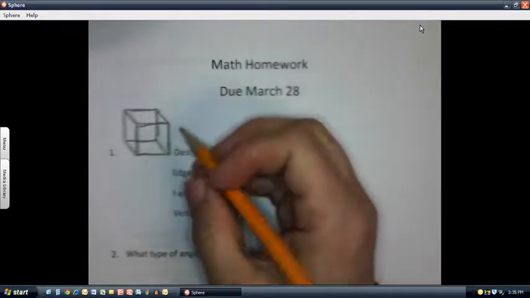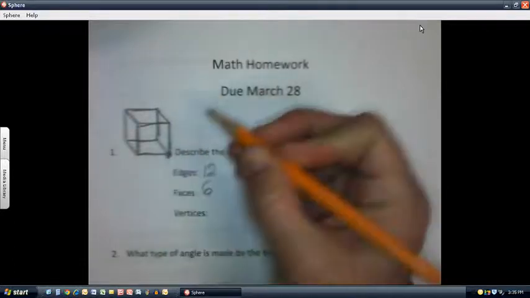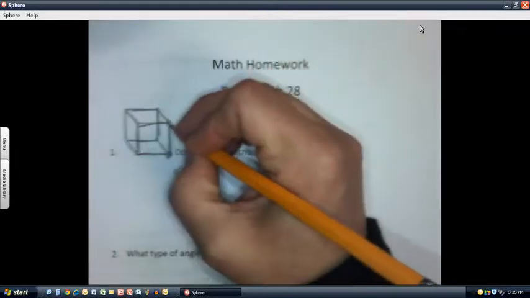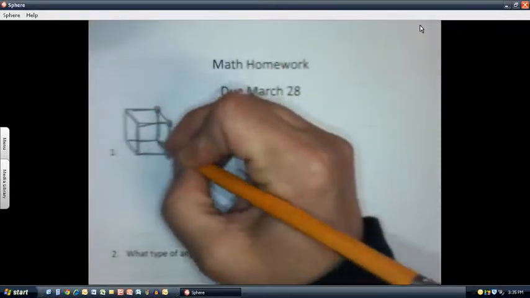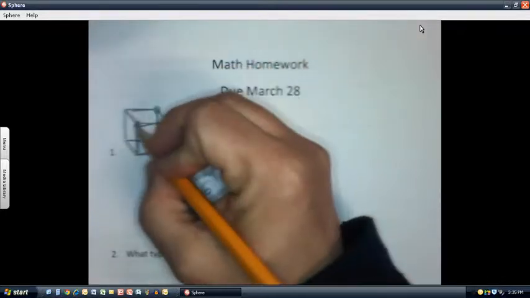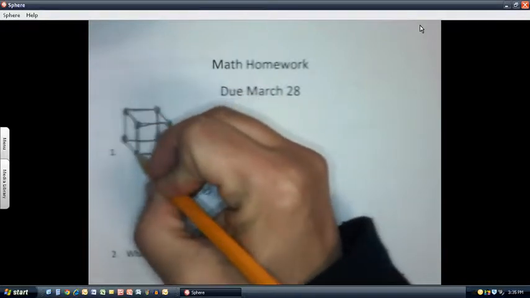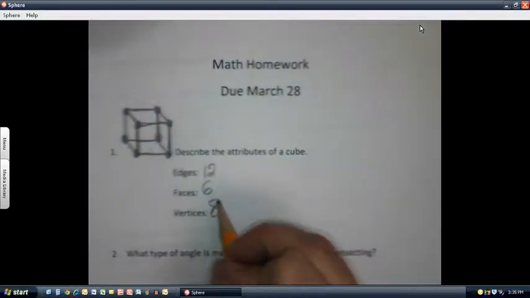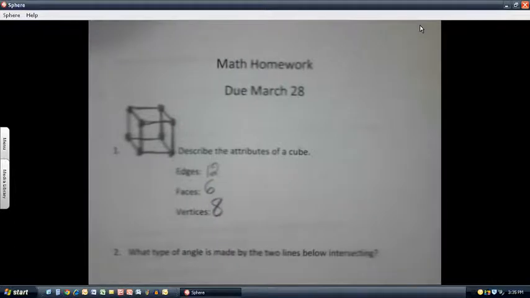Vertices are where the two edges come together. So we have 4 here, 5, 6, 7, 8. There are 12 edges, 6 faces, and 8 vertices.